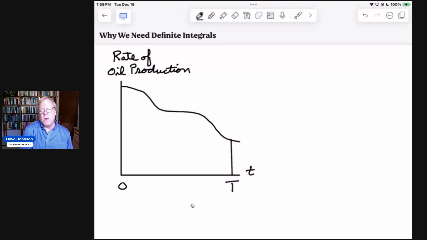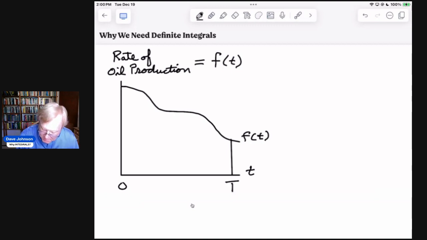We can measure the rate of production. We know how much oil is coming out of the ground at any given moment, and we can keep track of that. And somebody does, right? And so let's say that this rate, we're going to call this f of t. And so this function is f of t. And so now we'll talk more in detail about what f of t really represents in a moment.